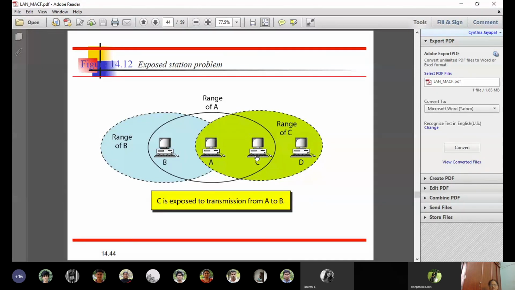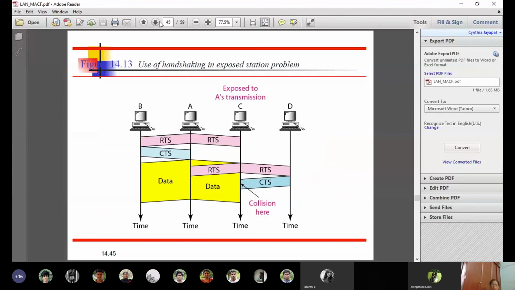Yes, since C is exposed to A's transmission, it will not transmit to some other channel out of range, thinking that it will collide, because it will know that A is transmitting. Yes, how to avoid it?